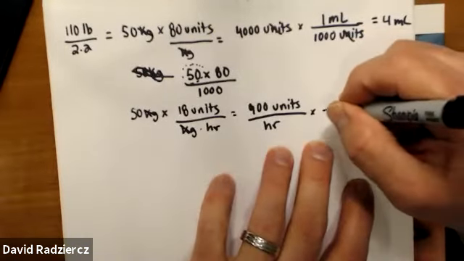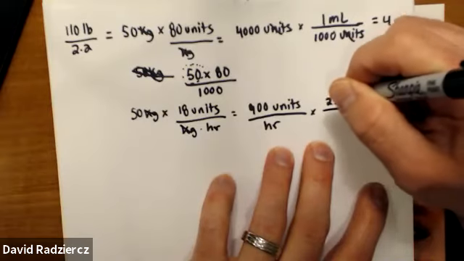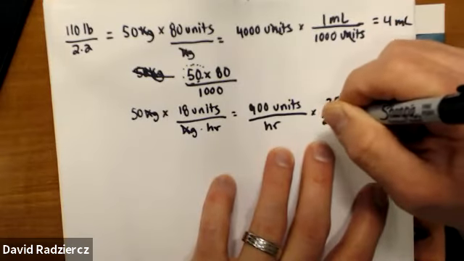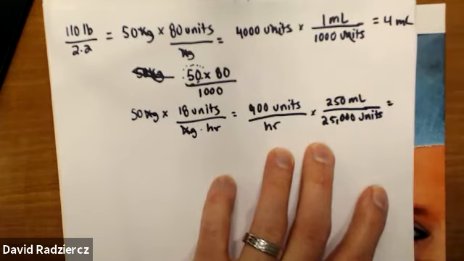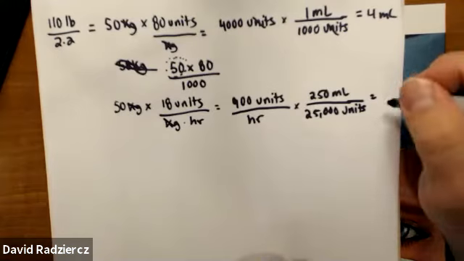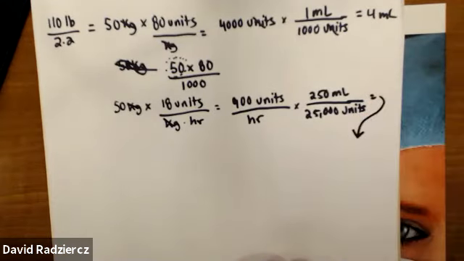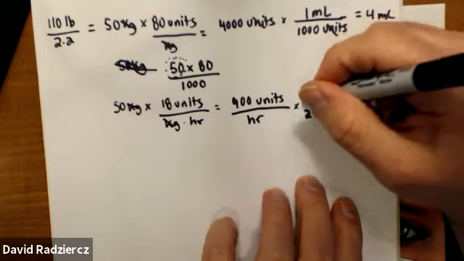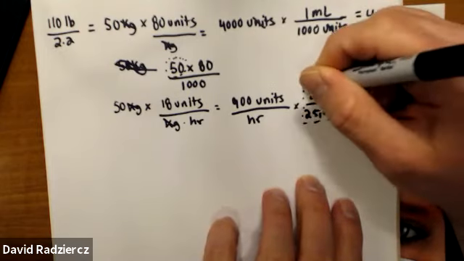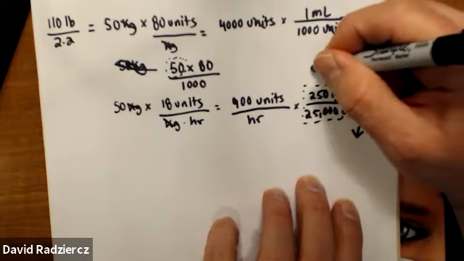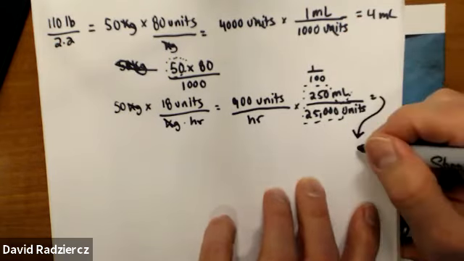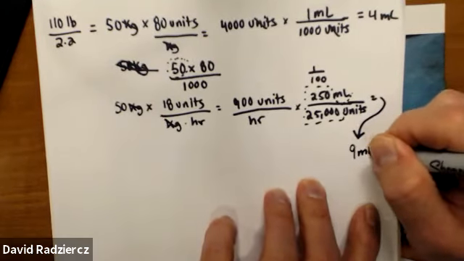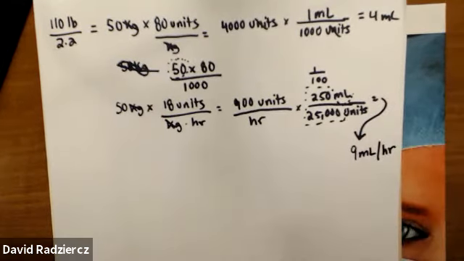So 250 ml, 25,000 units. Okay. Now I'm running out of paper here, so I'm just going to bring this down here. And after you do that, now a little shortcut. This number, the 250 over 25,000, is the same thing as 1 over 100. Okay, that's just a little tidbit. 9 milliliters per hour is what that would come out to be. So that's what you would program into the infusion pump.